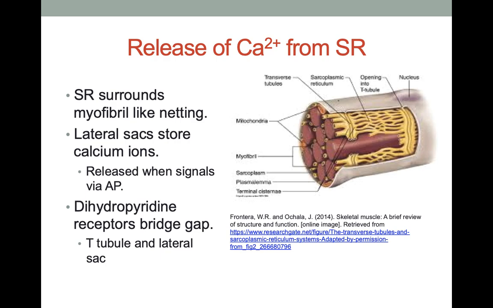Now, there is a small gap between the T-tubule membrane and the lateral sacs, and that trigger is what happens here. The foot proteins, the dihydropyridine receptor, bridge that gap to allow that signal, that information, to pass between the two. And it also serves as a calcium release channel. So as we release calcium ions, they get exposed to the binding sites on actin, those troponin molecules, and that causes that conformation change to expose those actin binding sites so that we can connect the myosin and the actin together.